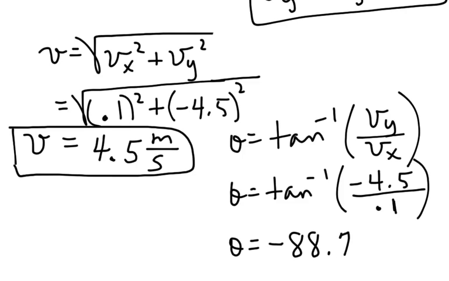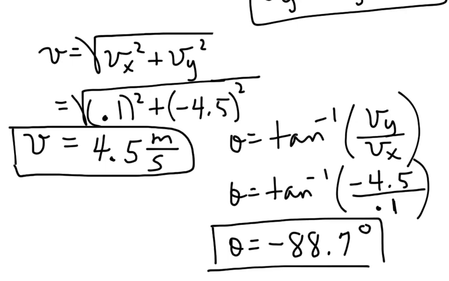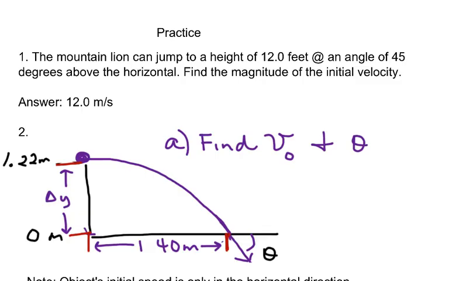So again, let me repeat here. It's equal to negative 88.7 degrees. Now this negative indicates below the horizontal. Here is your practice, and good luck.